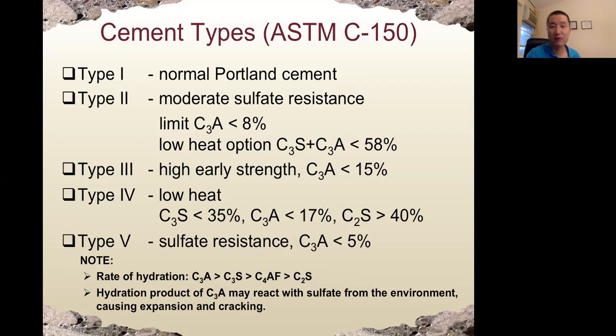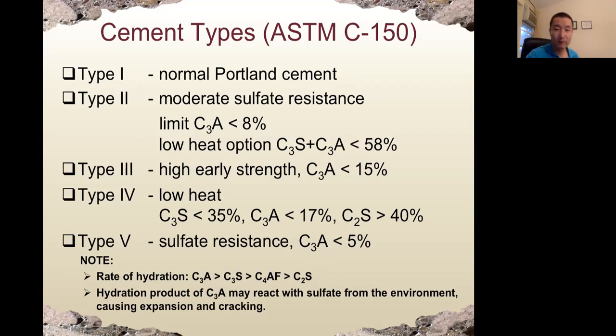We'll talk about sulfate attack in future lectures. But the sulfate comes from the outside environment, such as soil, if the concrete is in touch with underground soil. It can also come from underground water. So if the concrete needs sulfate resistance, we can use type 2 and type 5 cement. For type 2 cement, we should limit the amount of C3A to less than 8%. And for type 5, we need to further reduce the amount of C3A to less than 5%.